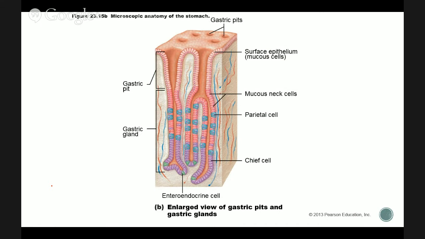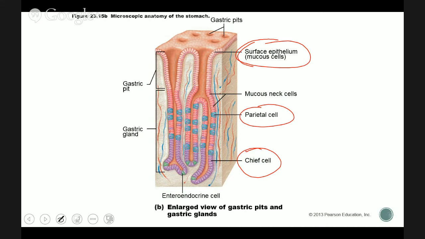So in your stomach, you have what are called gastric pits, and they're these deep pits that extend down toward the submucosa of the stomach. And we have several different cells that we'll see. So we have some of the epithelial cells here that secrete mucus to protect the wall of the stomach. We have some parietal cells. We have some chief cells. And we have what's called an enteroendocrine cell.